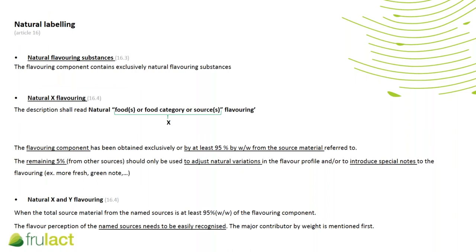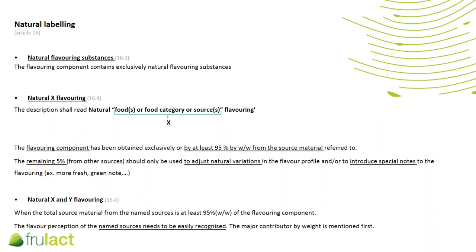A natural flavoring substance is when the flavoring component contains exclusively natural flavoring substances. So, to remind you, a flavoring is a flavoring part and a non-flavoring part. Here we are focused on the flavoring part. To be natural, all the flavoring part must be from natural flavoring substances or flavoring preparations. If you want to label a flavor as natural flavoring substances, all the flavoring components must be from natural flavoring substances.